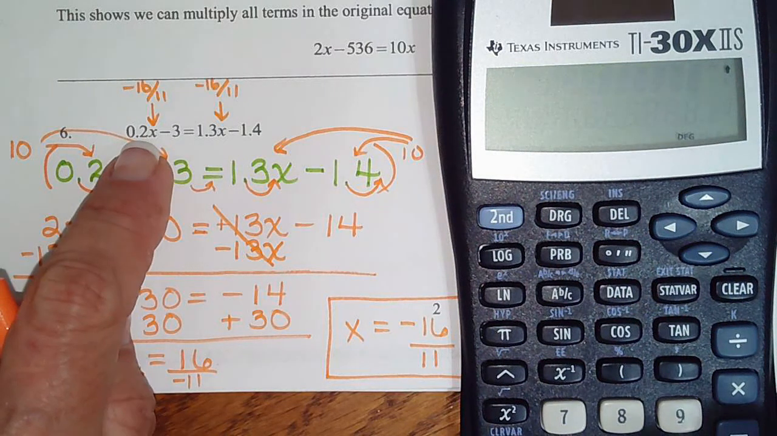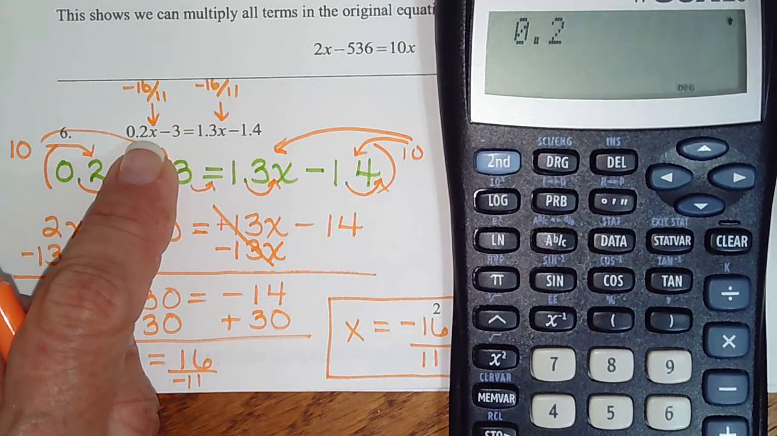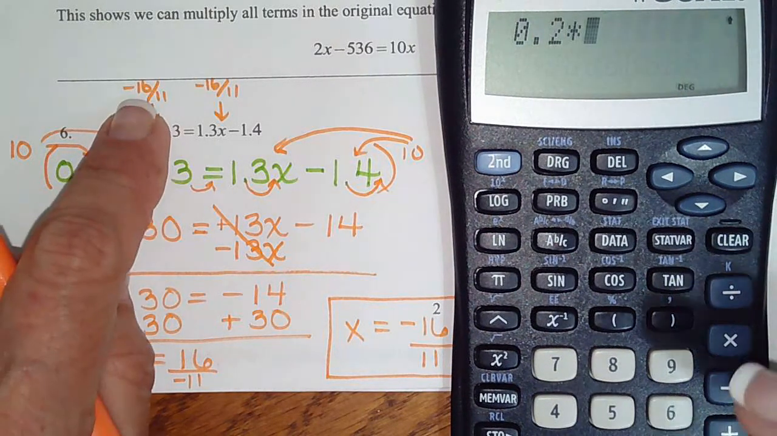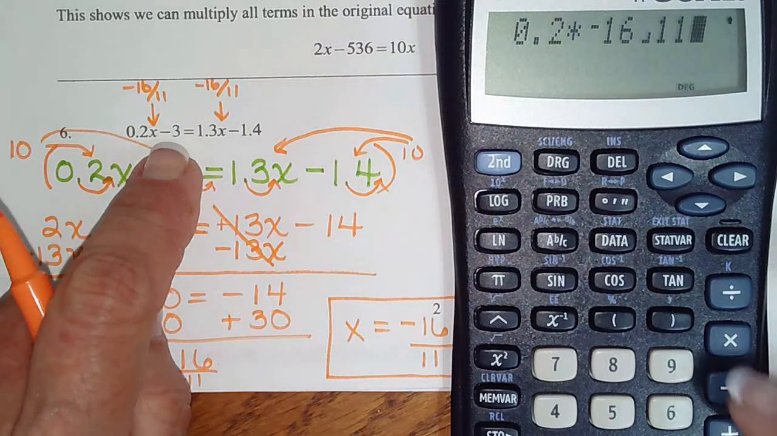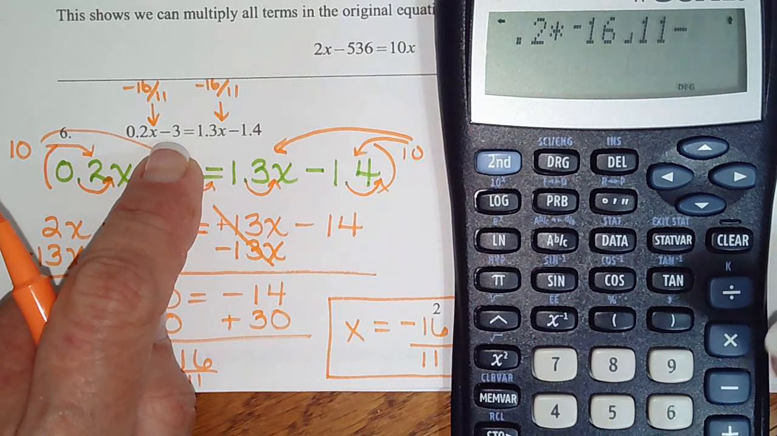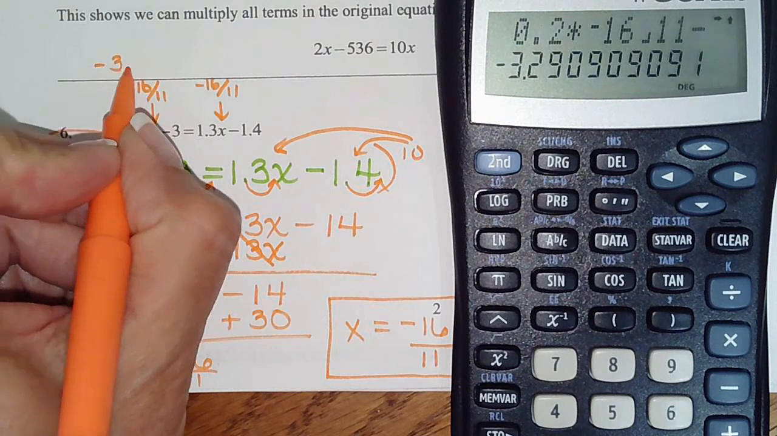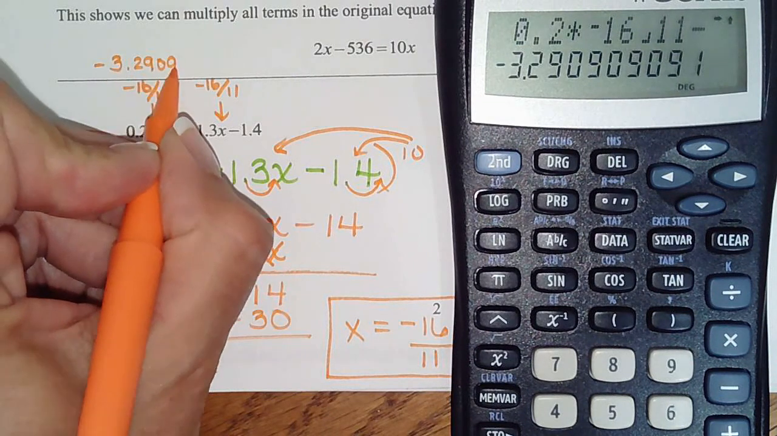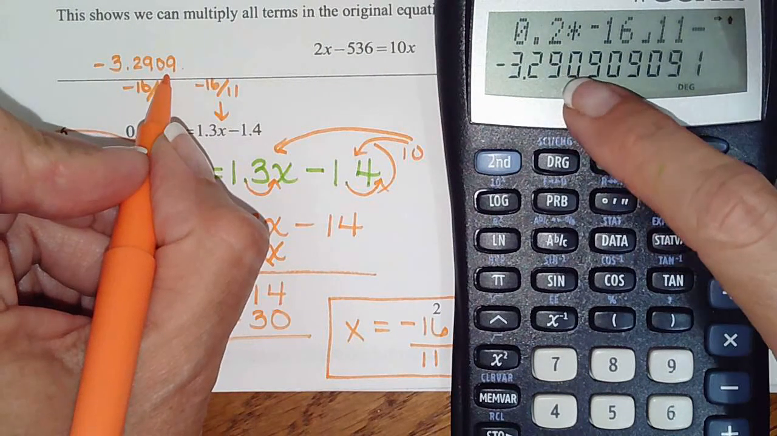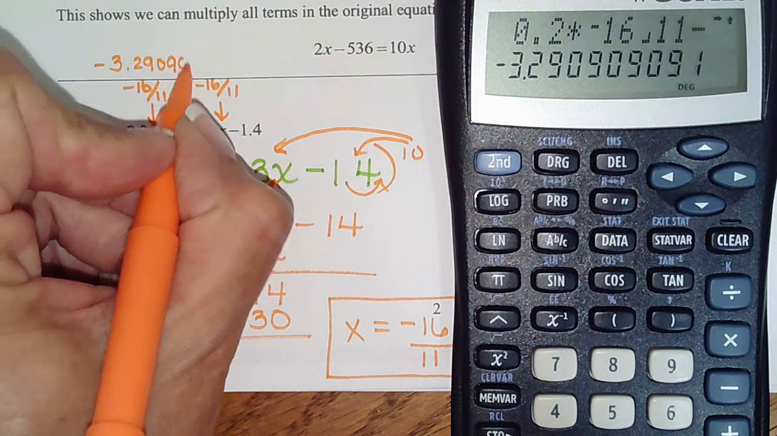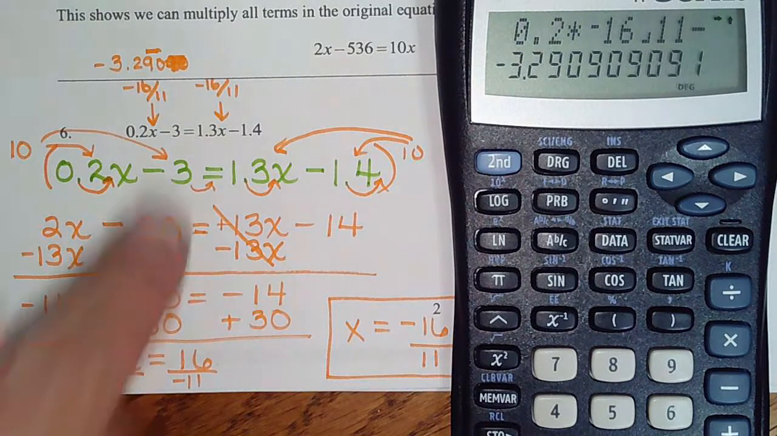So this would be 0.2 and then it would be times negative 16 fraction bar 11 and then subtract 3 and write down what you get there. Oh, it's what? Negative 3.2909. Looks like it keeps on going, doesn't it? 09909090. Yeah. So we can cut that off. Here we go. So now let's do the other side.